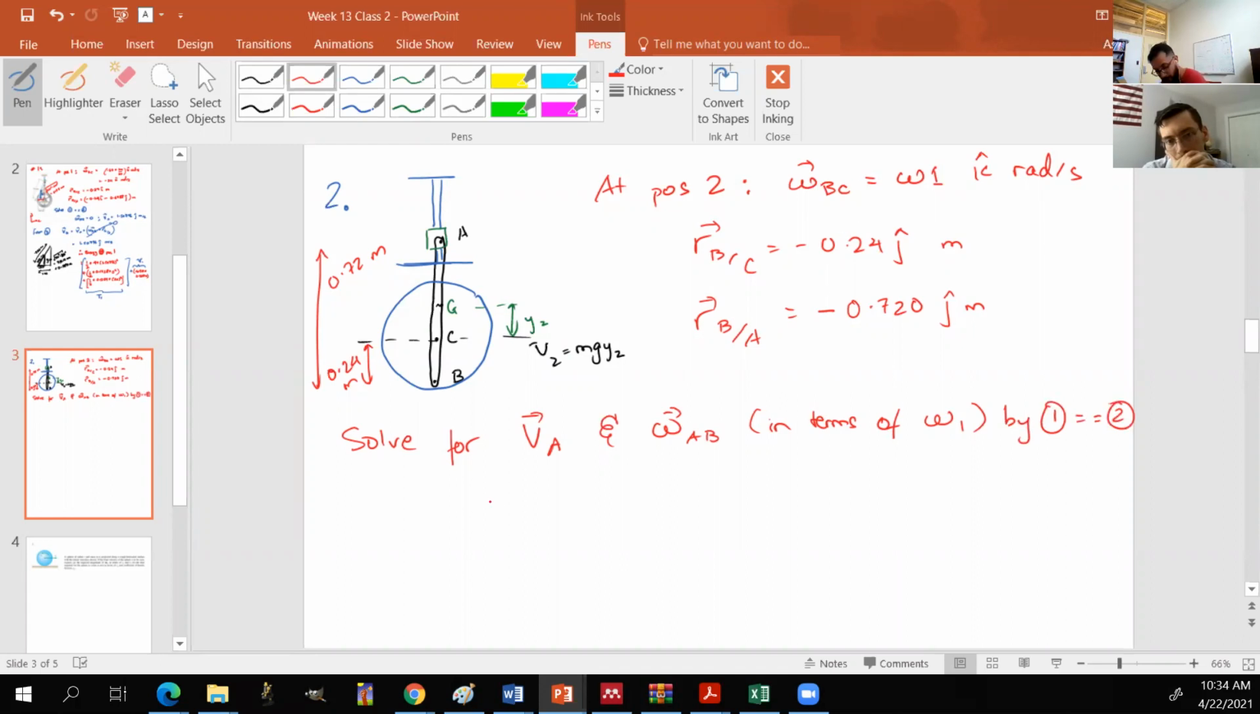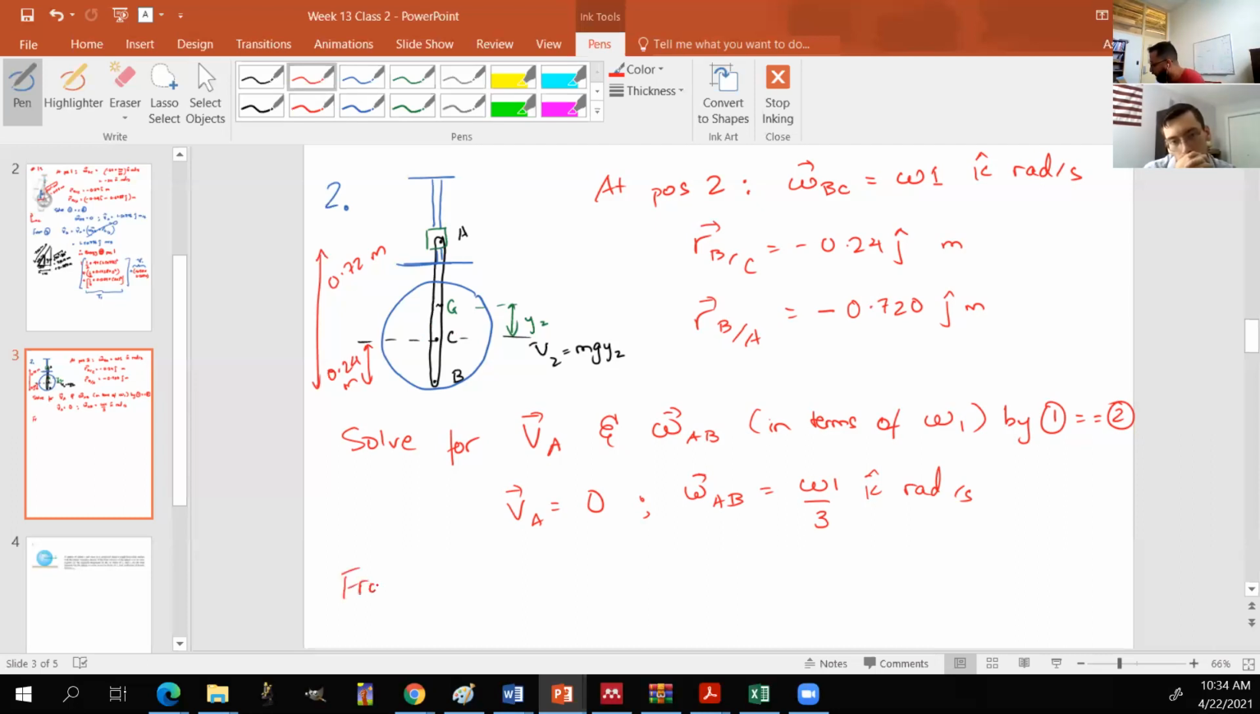All right, you do that, and Mathematica tells you that at this particular instant, VA is equal to 0 and omega AB, so your rod is in pure rotation at this point, omega AB turns out to be equal to omega 1 over 3, in k hat radians per second. So omega AB is equal to omega BC over 3 in this particular instant.